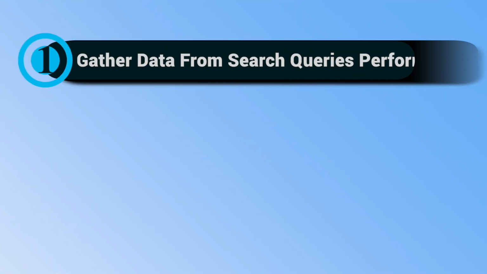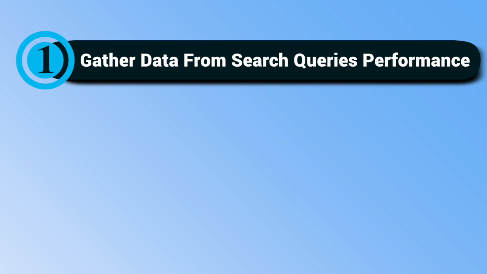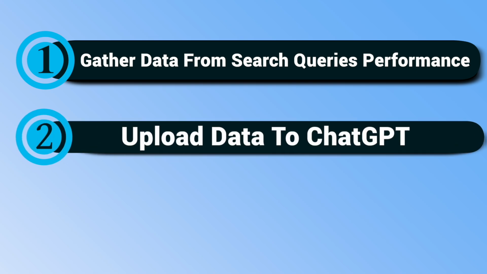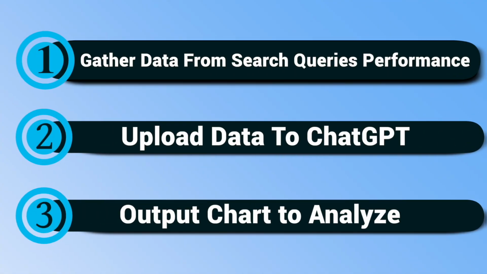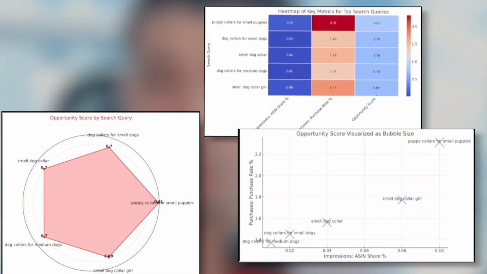To review what we just covered, quite simply, first we gather the data from the search query performance report, load the data we downloaded into ChatGPT, and add the prompt. Then it outputs a chart that you can analyze visually, and you can also ask it to output different types of analysis and charts. I really hope you found this video insightful and that it helps your search query performance analysis in brand analytics become much more insightful and actionable.